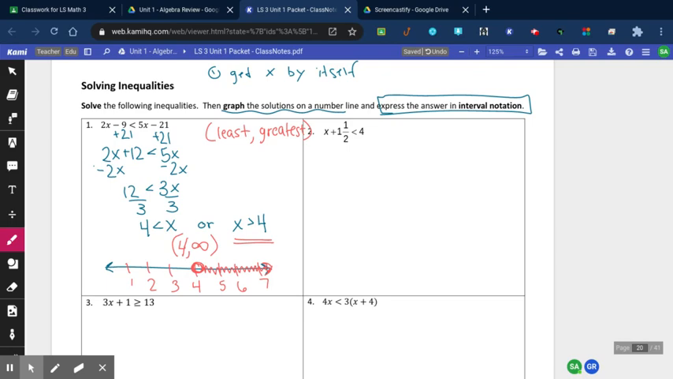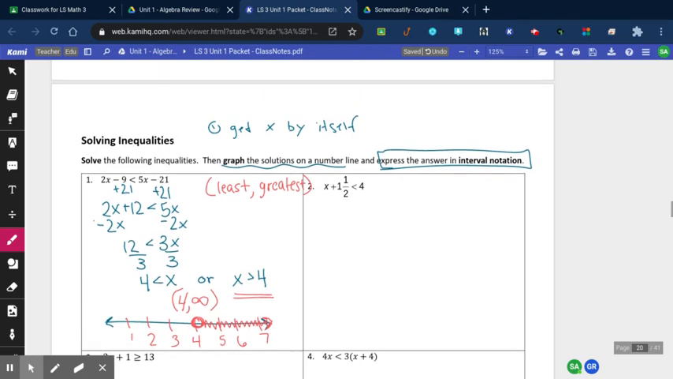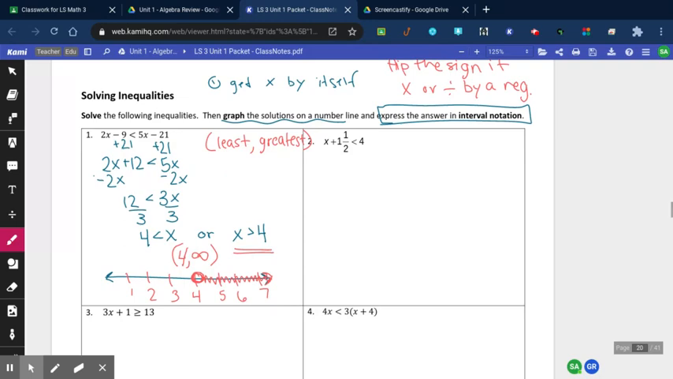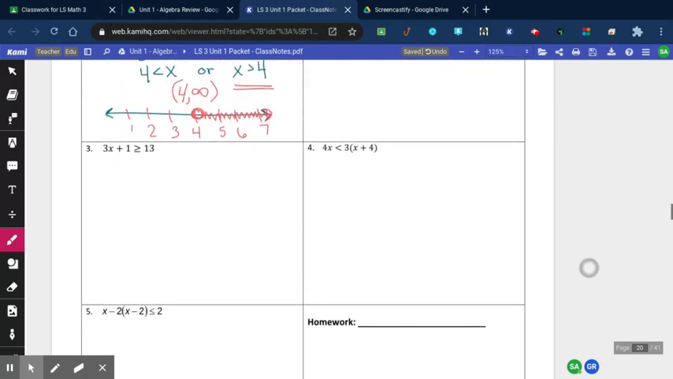Now, the tricky thing with inequalities is most of you guys are probably thinking, when do I flip the sign, right? We only flip the sign if I multiply or divide by a negative. So subtracting there did not count for flipping my sign. It's only if you're multiplying or dividing by a negative. Okay. So the only example you guys are going to see that in is example 5.